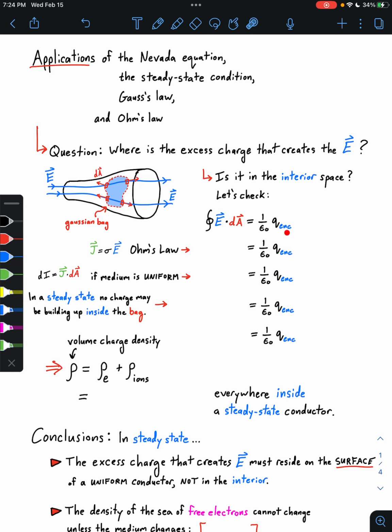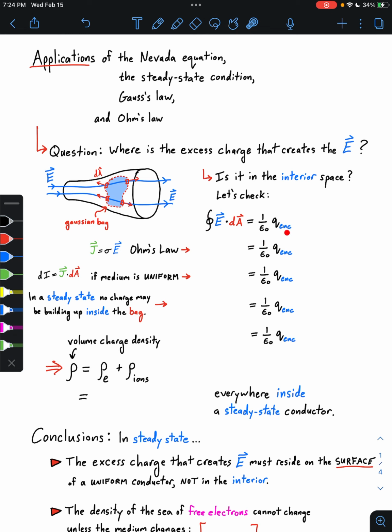Let's apply the Nevada equation, the steady state condition, Gauss's law, and Ohm's law to answer some questions about current carrying wires. There must be an electric field inside a conductor to drive a current through it, but that electric field must be generated by some charges located somewhere. So our first question is, where is the excess charge that is creating the electric field that's driving the current?